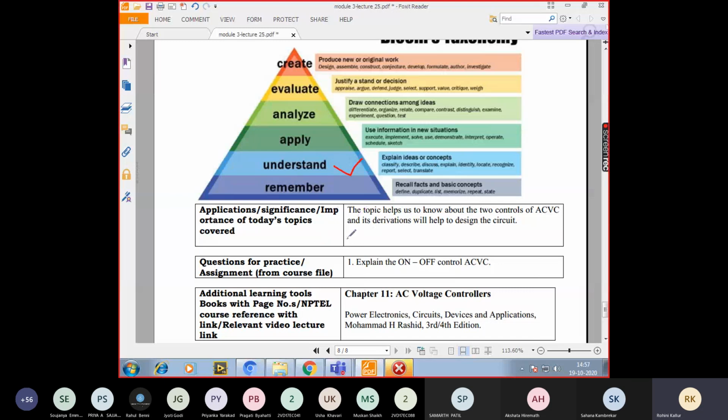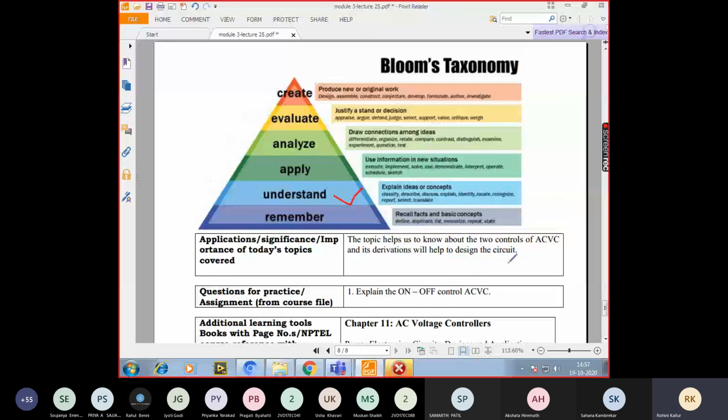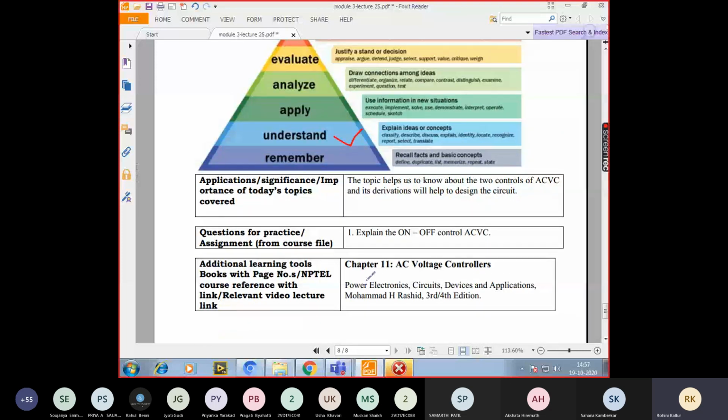The importance of this topic is that it helps us know the two controls of the AC voltage controller, and its derivations will help us design the circuitry. So we have completed on-off control. The assignment question on this topic is: explain the on-off control AC voltage controller. The chapter you need to refer to is chapter number 11, AC voltage controller, from the Rashid text.